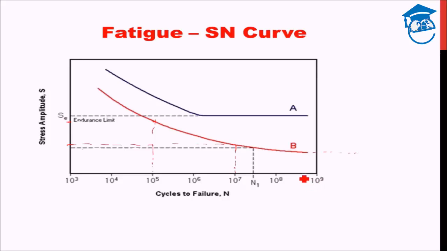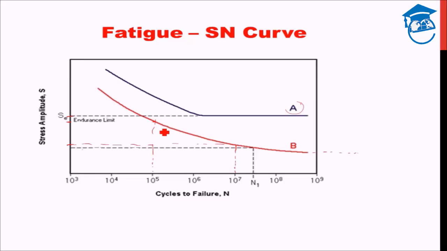Whereas the material type A that we see here, what we see is that below a certain stress level, how much so ever we increase the number of cycles, fatigue failure will not occur. So there are certain types of material which has what is known as endurance limit. Endurance limit means the stress level below which fatigue failure cannot occur, how much so ever high the number of cycles be.